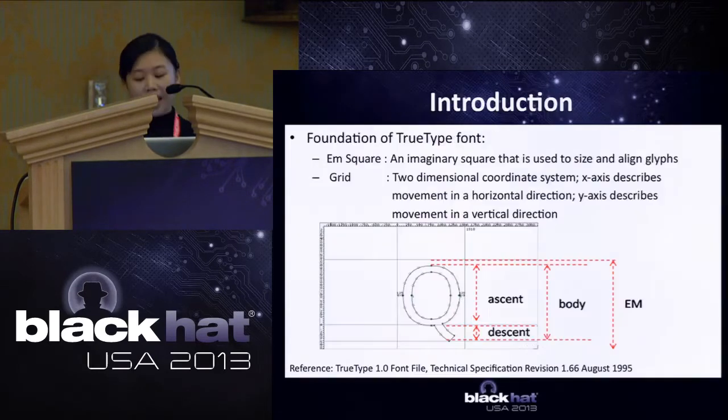Straight line segments and quadratic Bezier curves. In creating the glyph outlines, a type designer uses an imaginary square, which is called the M square, typically as shown in the picture in the slide. The M square encloses the capital Q. The grid is a two-dimensional coordinate system, where the x-axis describes movement in the horizontal direction, and the y-axis describes movement in the vertical direction.